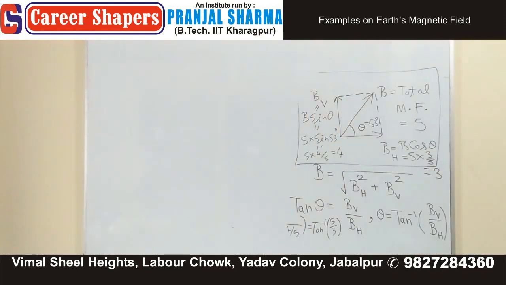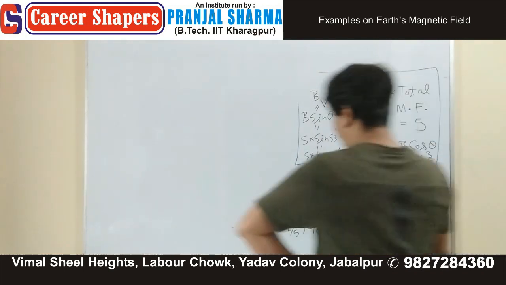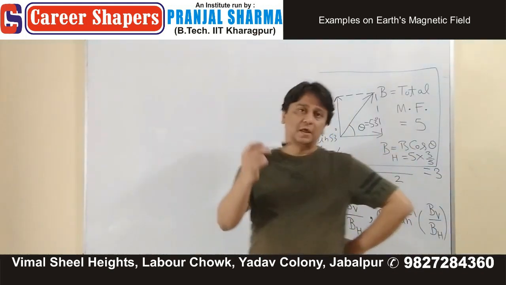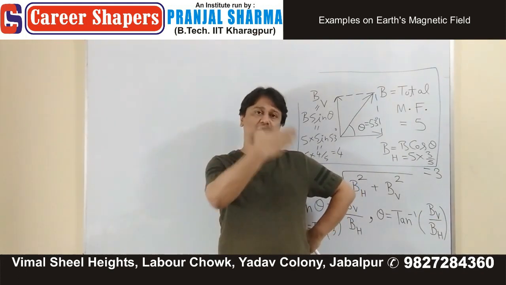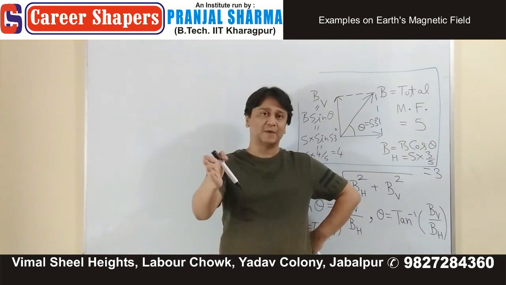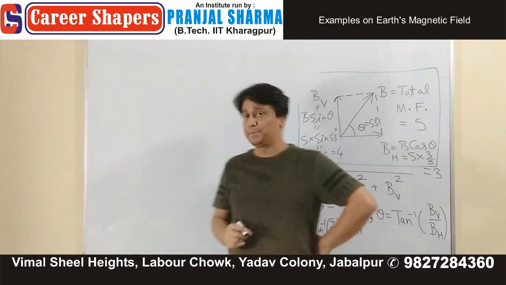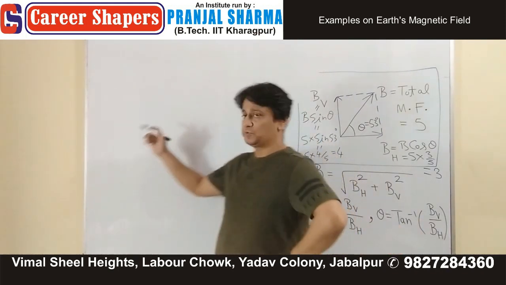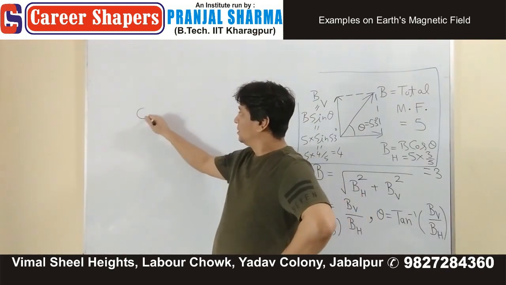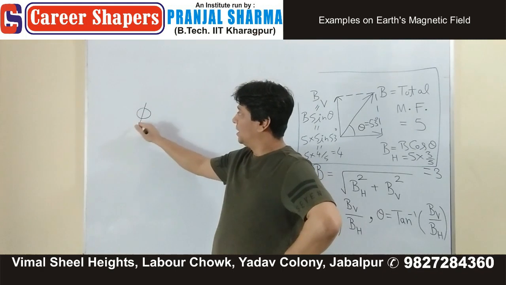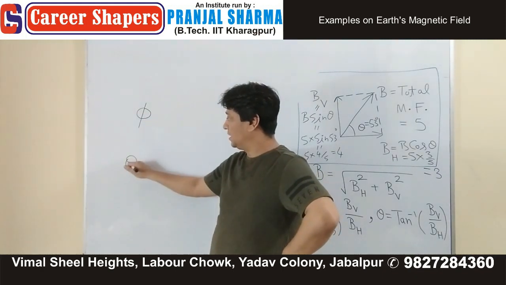Because the question I'm asking you is, one of you has answered something. I'm asking you the value of the angle of dip or angle of inclination. If instead of holding the compass in the plane of the magnetic meridian, you rotate the compass by 90, then what is the angle of dip or angle of inclination? That's what I'm asking you. I'm asking you theta dash.